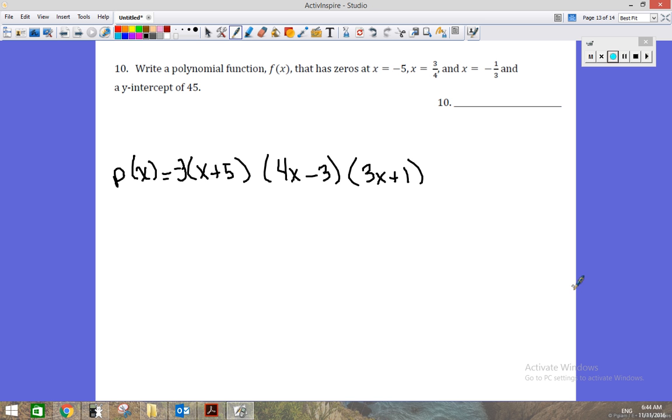Now, it doesn't necessarily say that I have to have my polynomial function written in standard form. So I claim that this is an acceptable answer. Now, let's check. If I plug in 0, do I get 45? Well, I've got my -3 times 5 times -3 times 1. Negative times negative is positive. 3 times 5 is 15, and 15 times 3, this is 45. So there we have it. There's our answer.